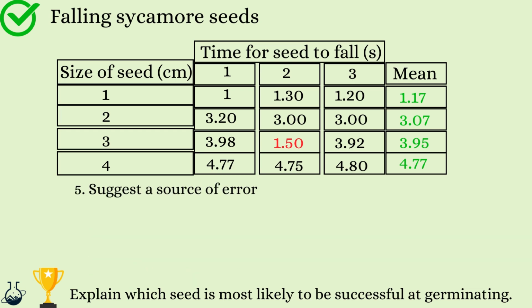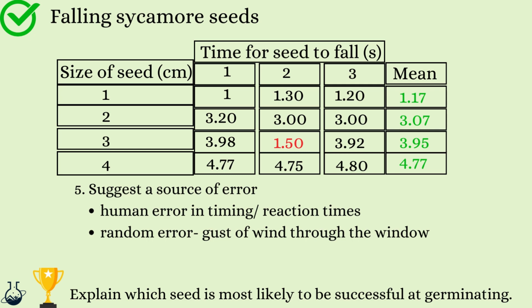As we mentioned earlier, we had an anomalous result, a result that does not fit the pattern of other trials. This is why we should do multiple trials and calculate a mean, because errors do occur, such as human error in timing, such as forgetting to press the start and stop, or reaction times might be too fast or too slow. And random error, like a gust of wind that might spontaneously come through the window and force the seed to the ground quicker than it would have done had the windows been closed. All of these things make a big difference in scientific experiments, and it's okay that they do, as long as we identify them, explain them, so that next time we can take these factors into consideration so our results are more accurate.